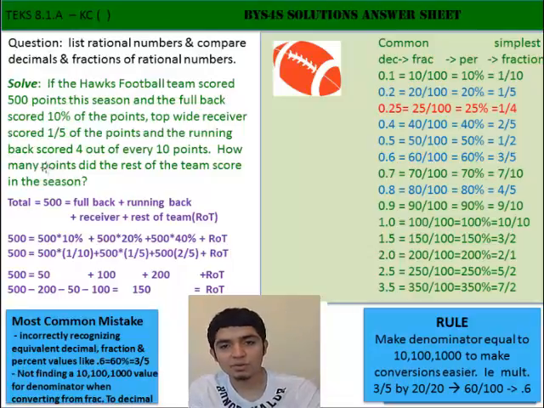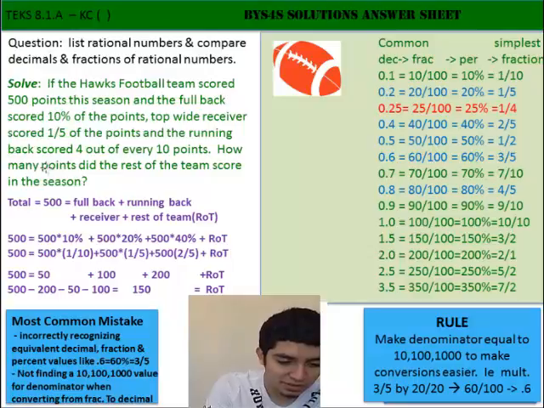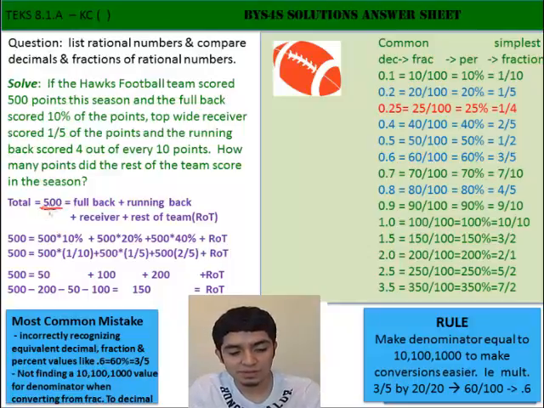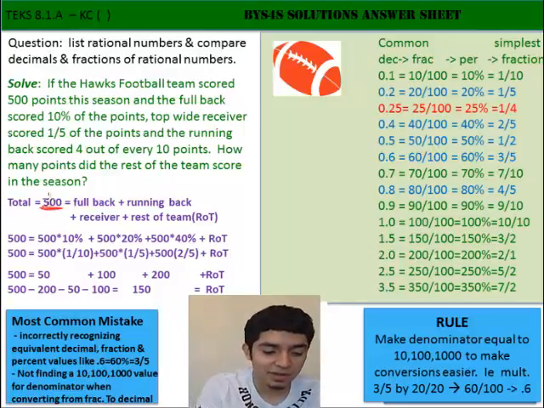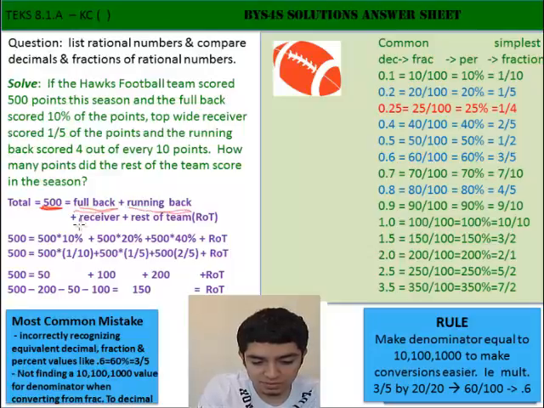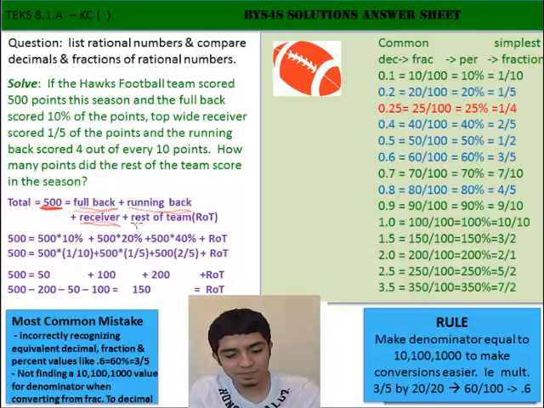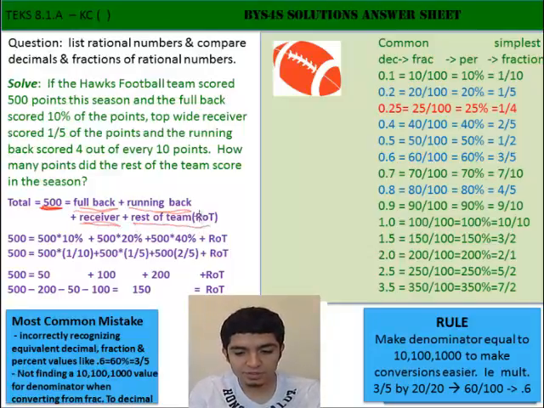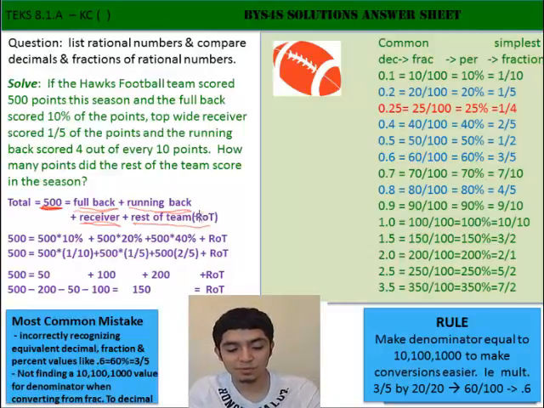So here the total number of points is 500, which we have right here. Then out of those 500, is made up of the points the fullback scored, the points the running back scored, the receiver, and the rest of the team, which are all added up. So here we're just going to be using simple conversions. We can either convert them into percentages or fractions.